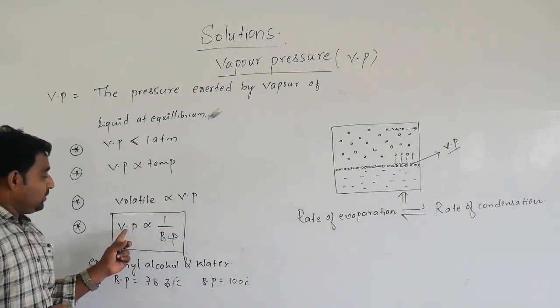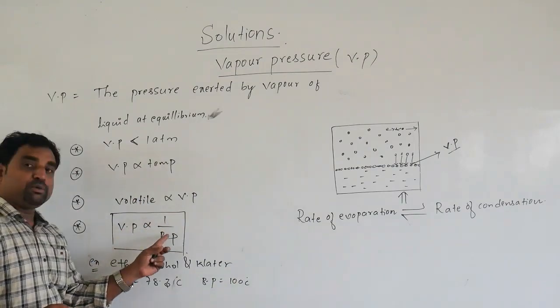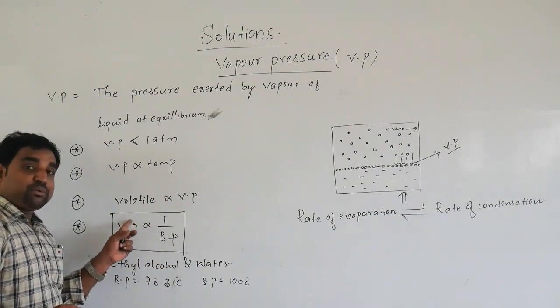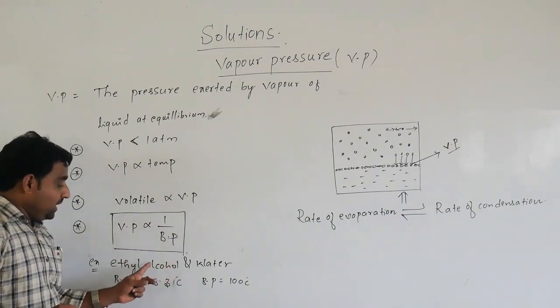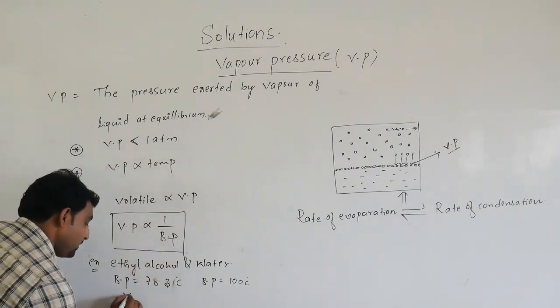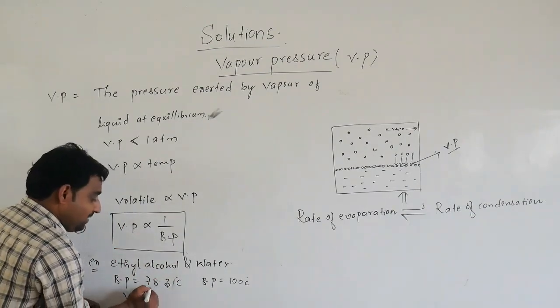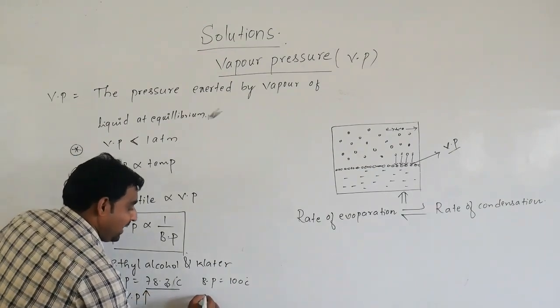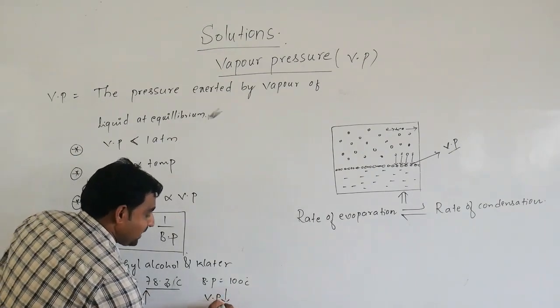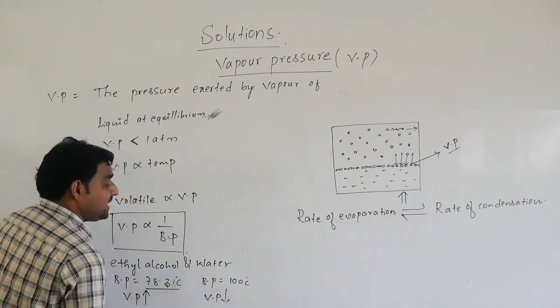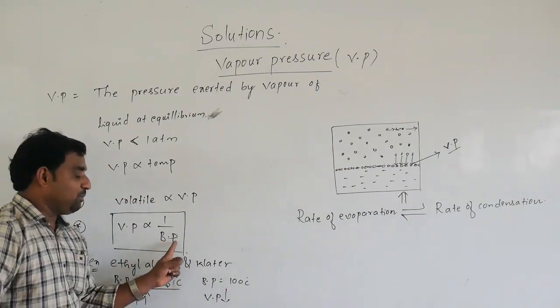So according to this, vapor pressure is inversely proportional to the boiling point. The lesser the boiling point, the more the vapor pressure will be. Among these two, ethyl alcohol has a higher vapor pressure because it has a lower boiling point, and the vapor pressure of water compared to ethyl alcohol is less, because the 100 degree boiling point is higher.